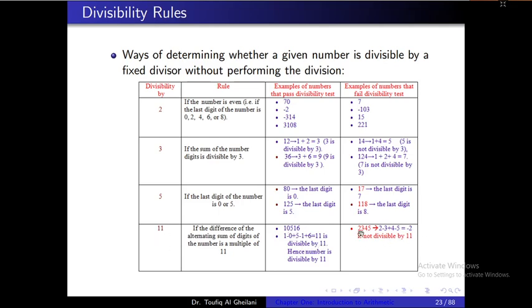So here, 2,345. We take the difference: 2 minus 3 plus 4 minus 5, and we get minus 2. Is minus 2 divisible by 11? No.